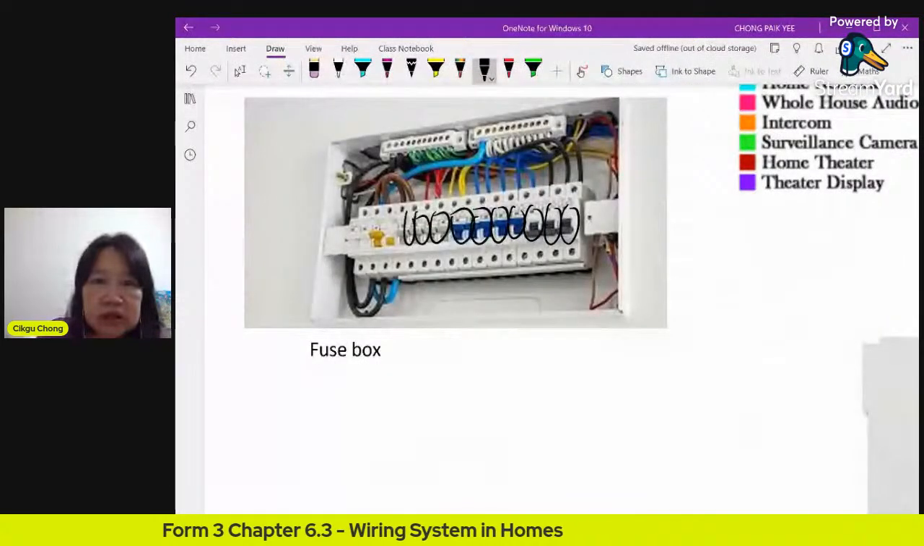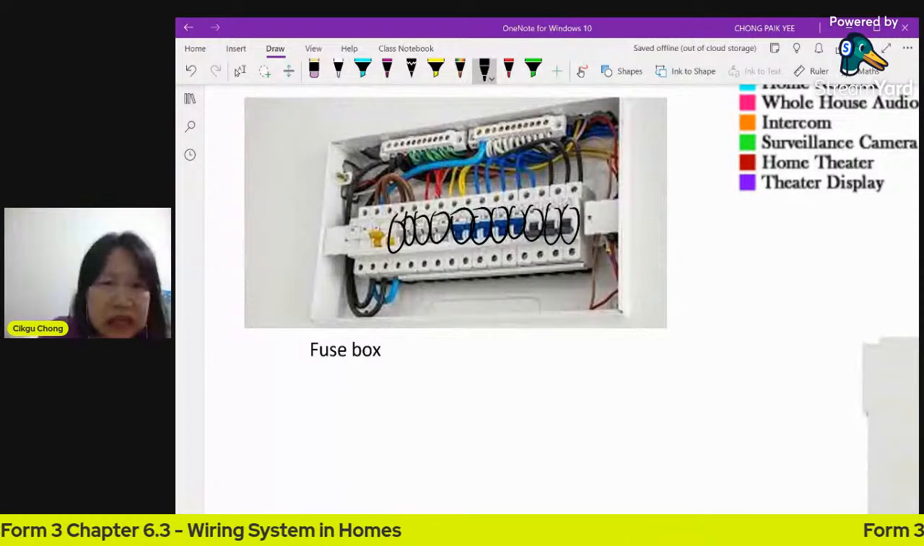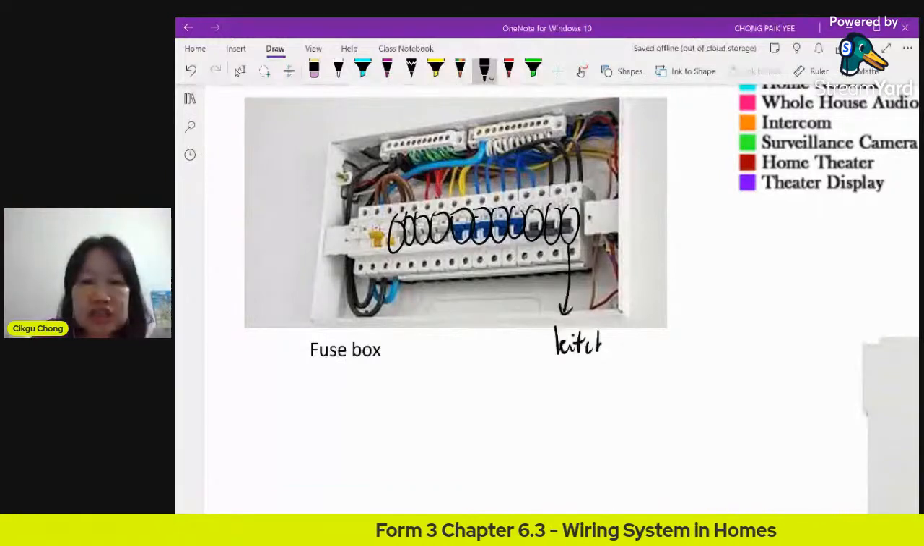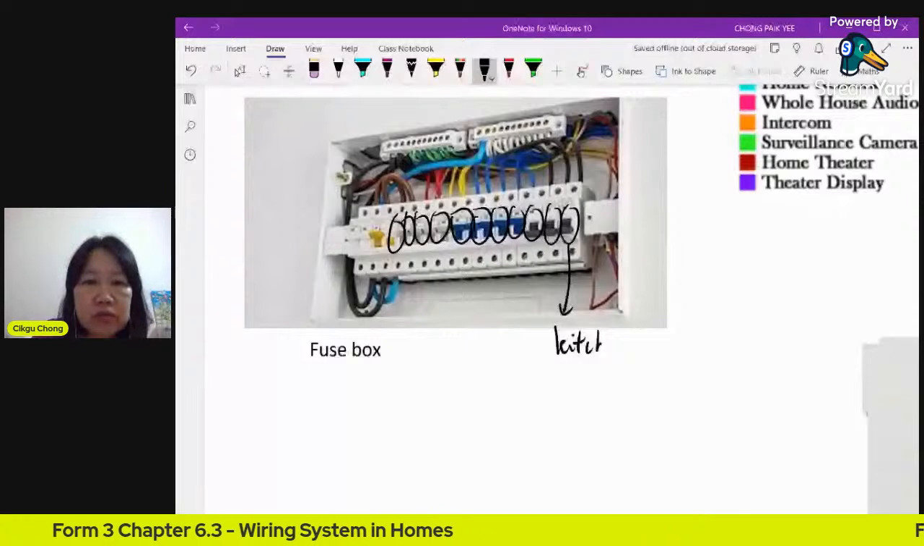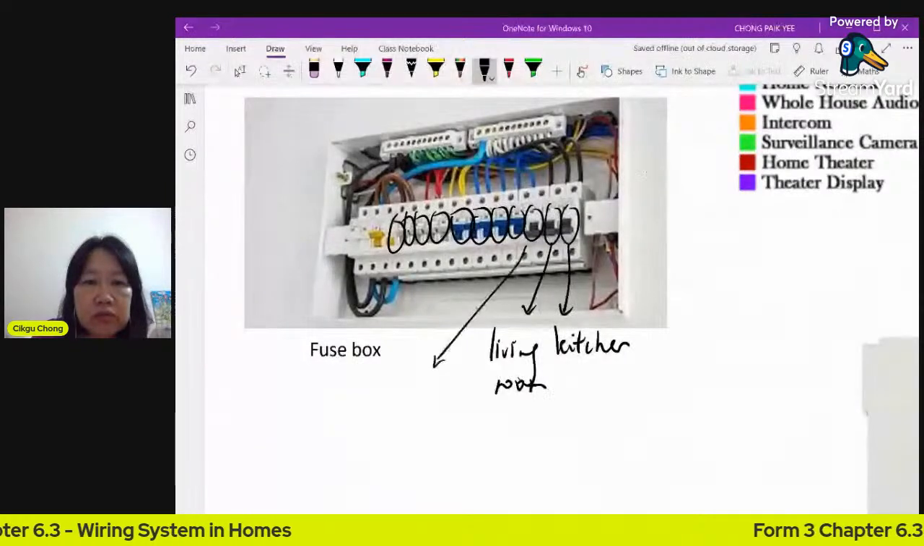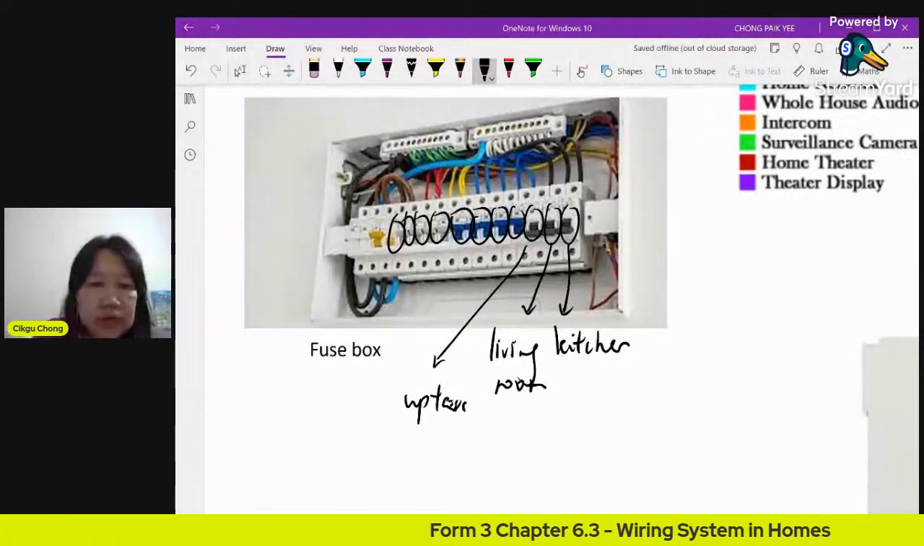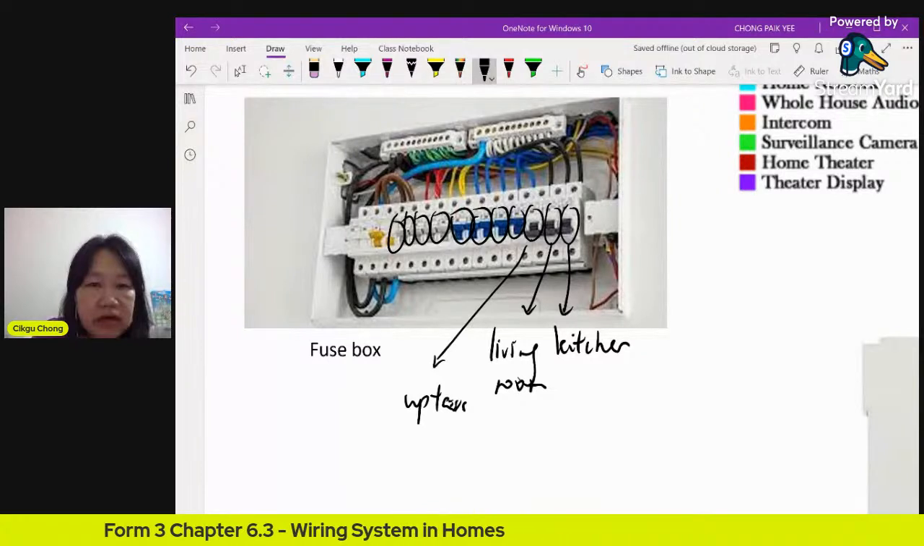Why do you need so many? Because each one controls the electricity to one part. This one is for your kitchen. This one is for your living room. This one is for your upstairs, maybe where you have your bedroom. One part of your house is controlled by one MCB. So you have many. If your house is very big, of course, you need a lot of these MCBs.